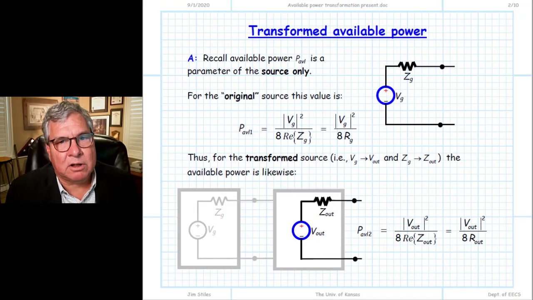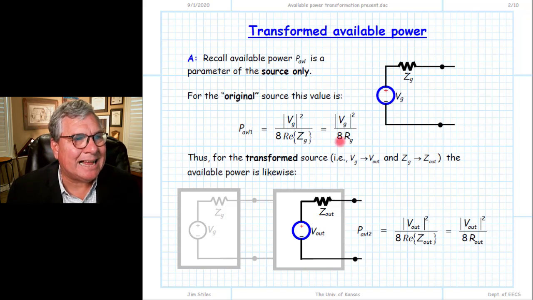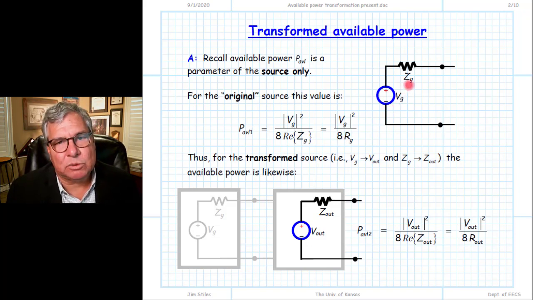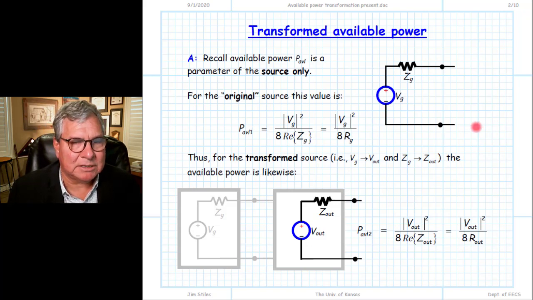You will recall that the available power of a source can be determined with this expression. It's simply the magnitude squared of the source voltage divided by 8 times the real part of the source impedance, or the resistive component of the source impedance. And since these parameters depend only on the source themselves, again, the available power is a source parameter. We don't need to know what's connected to it. It's the same value regardless of what is connected to it. The available power is independent of the load.